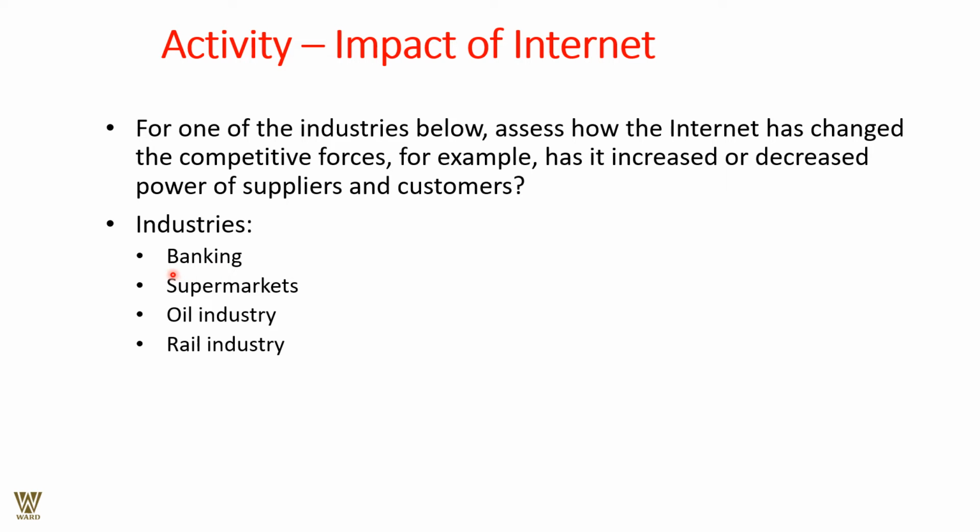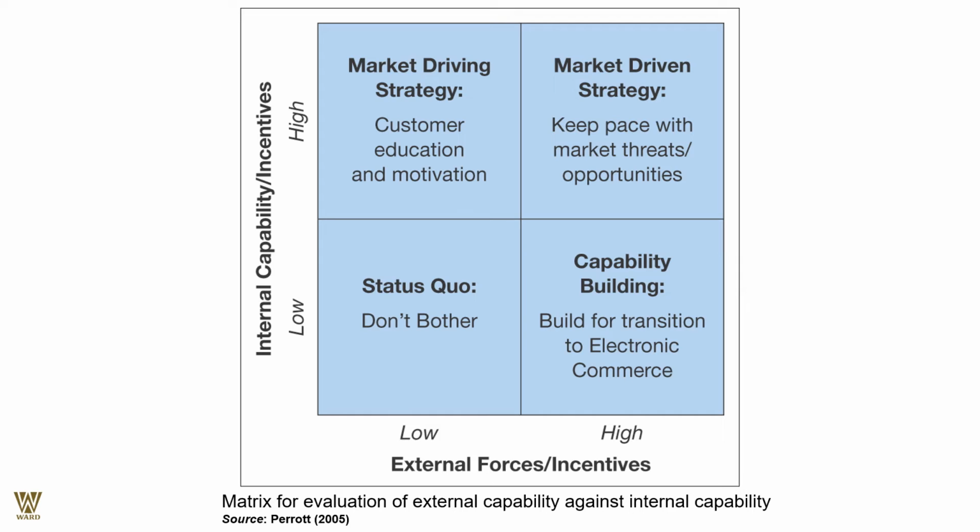If you look into it, banking, supermarkets, oil industry, rail industry, everything has been catapulted by the internet. They have increased their business, they have increased the accessibility, they have increased the transparency about how things have been working, and people tend to trust more.